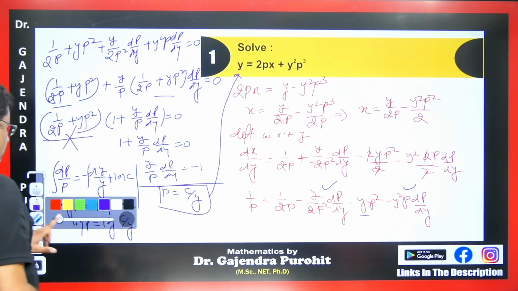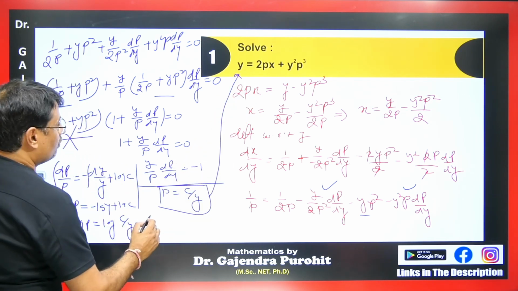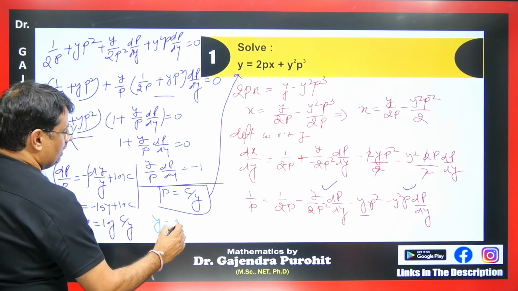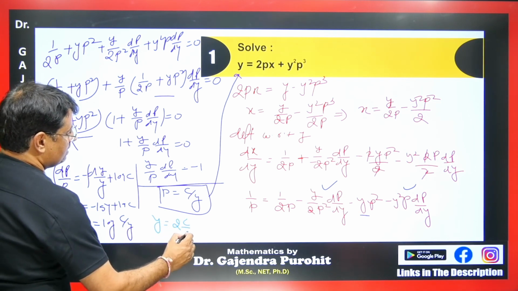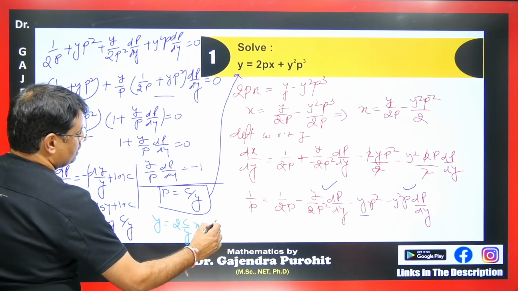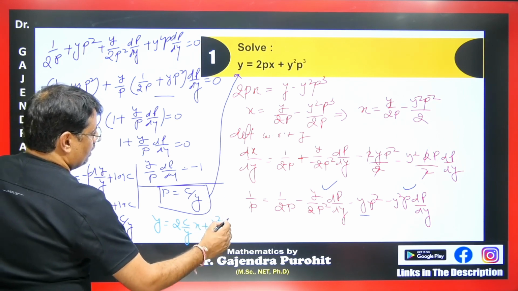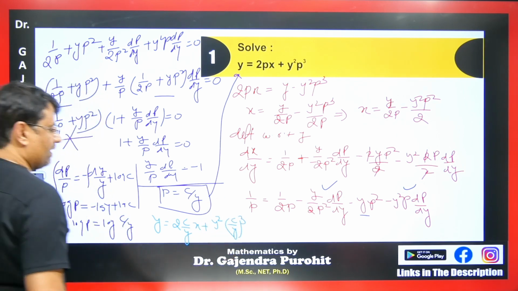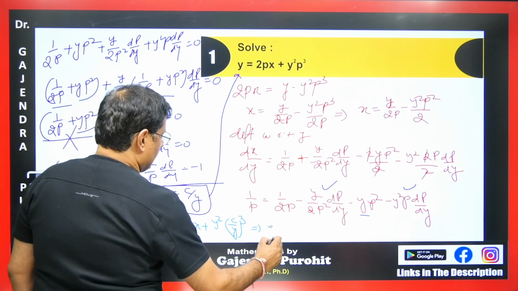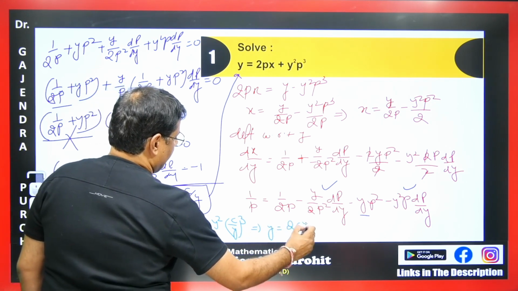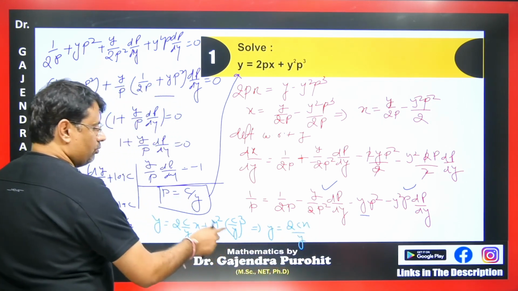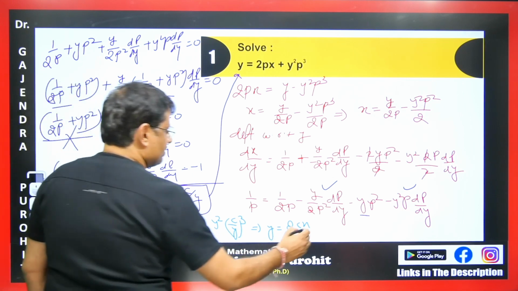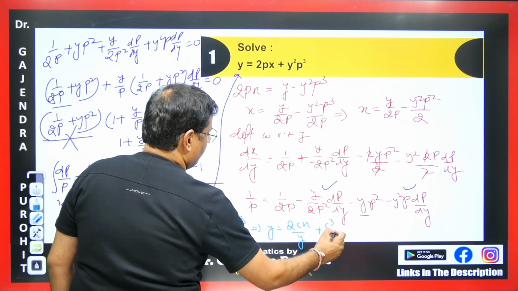Let me use a different color here. As soon as we substitute the value, the answer will be y is equal to the value of p, which we are getting as c by y, times x, plus this y square will come as it is. And here the value of p cube will be c by y whole cube. When we simplify this, the answer at this point will be 2 into cx divided by y. Y cube and y square will get cancelled, which will give y. It will become c cube upon y.